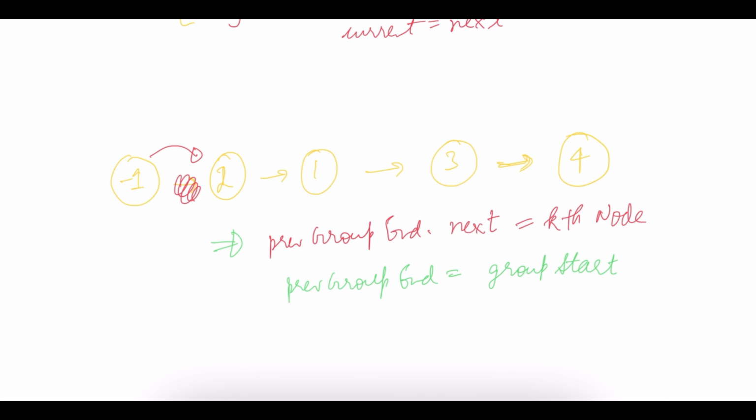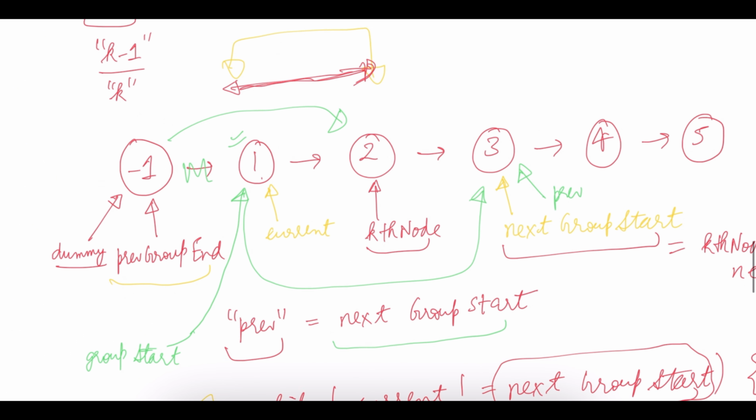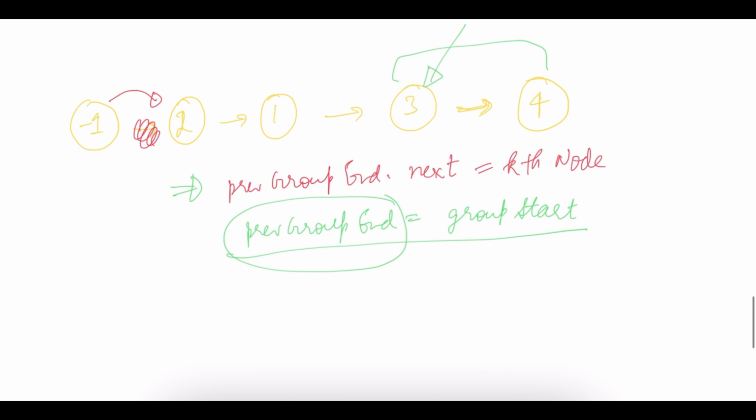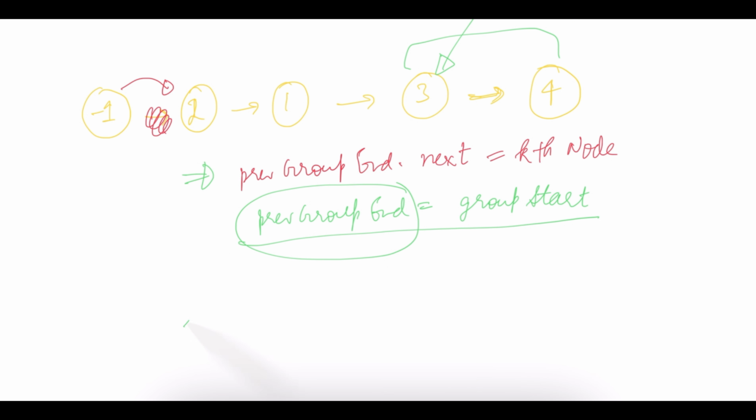And my next group would be 3, 4, and for this the group start would be node 3. Since we set the previous group end, we can set group start as previous group end dot next. That's why initially we had previous group end here, and we had set the previous group end dot next value to our current and also to group start. And at the end, when we are done, we can simply return dummy dot next, and we will be done.